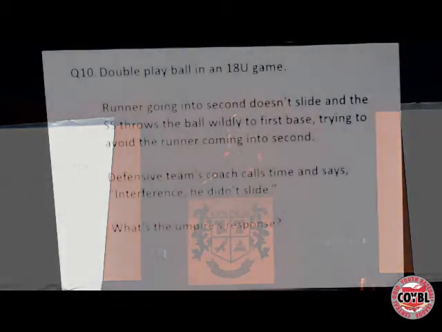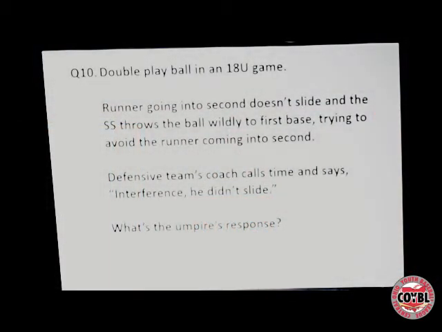All right, next. It happened to me last year with a U18 coach, and he wanted to discuss it for 4 innings because he ended up being the first base coach and I was the field umpire, so I had to listen to it for 4 innings. Runner going into second base doesn't slide, and this is a double play ball, the shortstop throws the ball wildly to first base because he's trying to get around the runner and he made an errant throw. Defensive team coach calls time and says, interference, he didn't slide. What's the umpire's response?